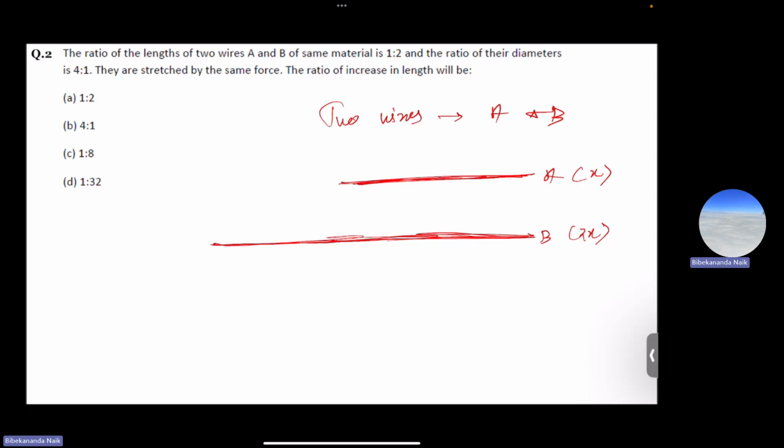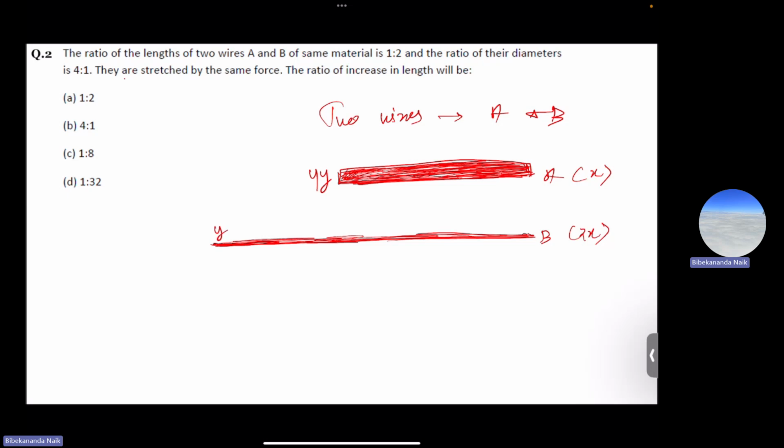and their diameters are in the ratio 4:1. So A is thick and B is thin. So you take the ratio. So this is suppose 4y and this is y.